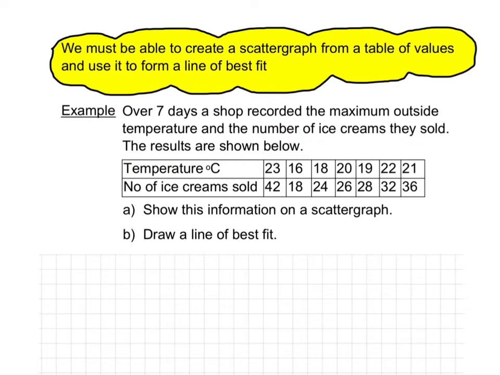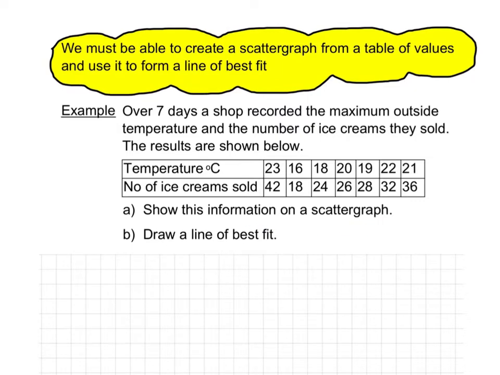So all we've got here is each day the person in the shop takes a record of the temperature. On the first day it was 23 degrees and they sold 42 ice creams. The next day it was 16 degrees and they sold 18 ice creams, and so on, going through the 1, 2, 3, 4, 5, 6, 7 days. And we're being asked here to show this information on a scatter graph.